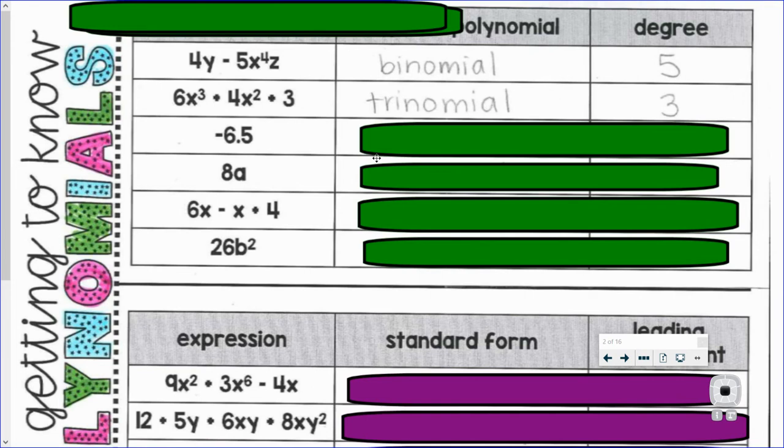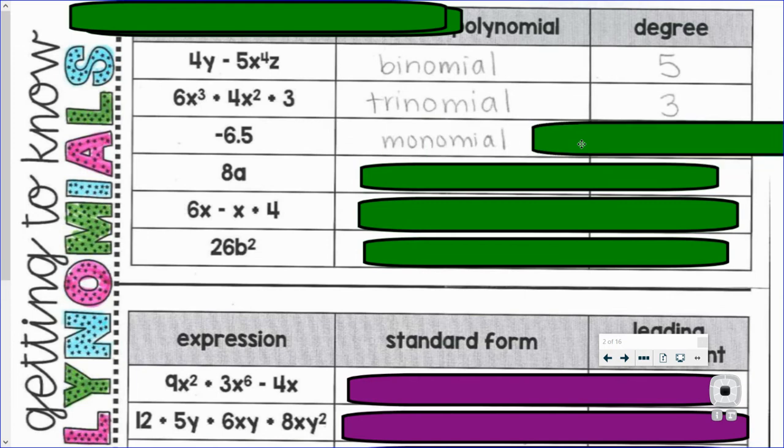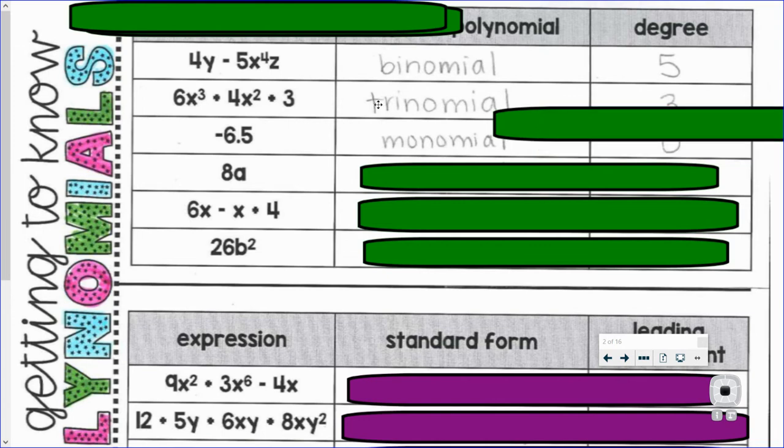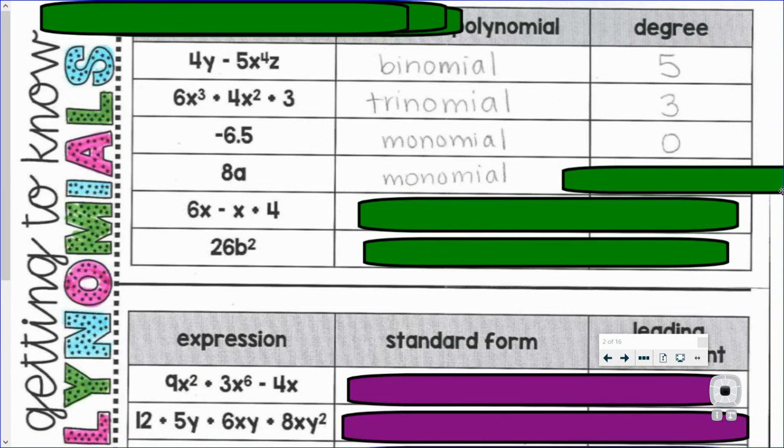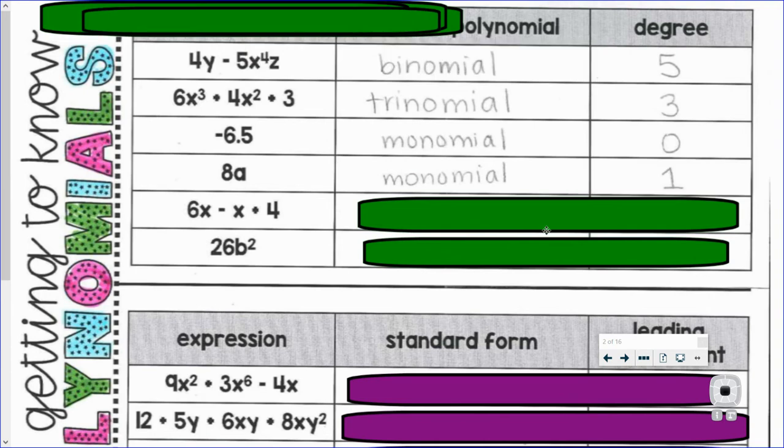All right. The next one's a little bit tricky. What is it? Yes, sir. Yeah, it's a monomial. Good. And it has a degree of what? 0. Absolutely. Look at the next one. 8a. Yes, ma'am. It is what? Monomial. Do you know its degree? Yes, degree of 1.